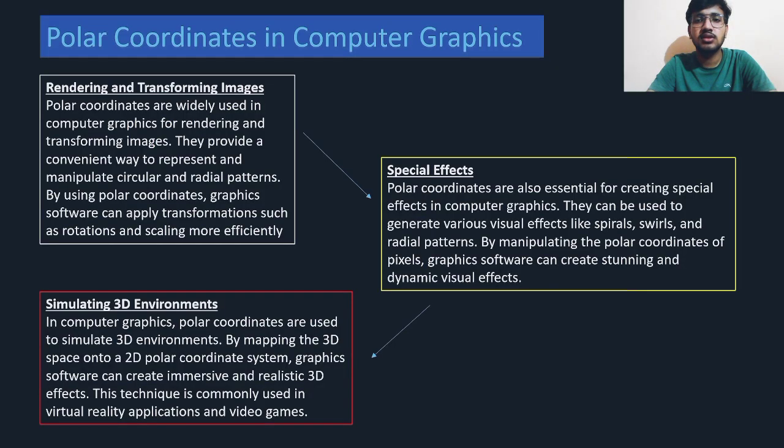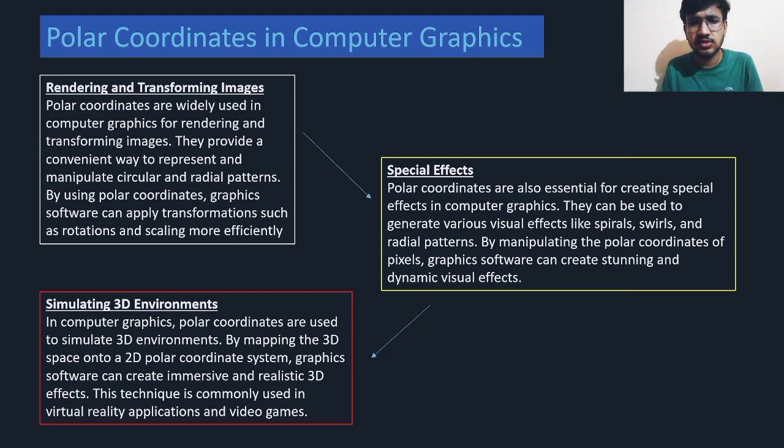Polar coordinates in computer graphics. It is used for rendering and transforming images. Polar coordinates are widely used in computer graphics for rendering and transforming images. They provide a convenient way to represent and manipulate circular and radial patterns. By using polar coordinates, graphic software can apply transformations such as rotation and scaling more efficiently.